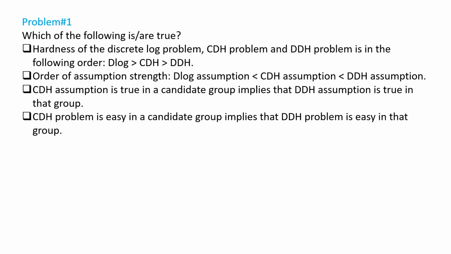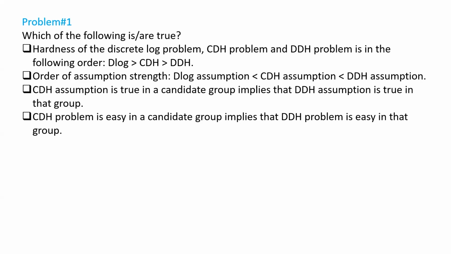And the CDH problem says that you are provided with two values, you have two distinct alpha and beta, and you don't know the values of alpha and beta, and you are just provided with g to the power alpha and g to the power beta. Now you have to compute the value of g to the power alpha beta. You don't know alpha, you don't know beta. You just know g to the power alpha and g to the power beta, where g is the generator of the cyclic group, and you have to compute g to the power alpha beta. So that is the CDH problem.